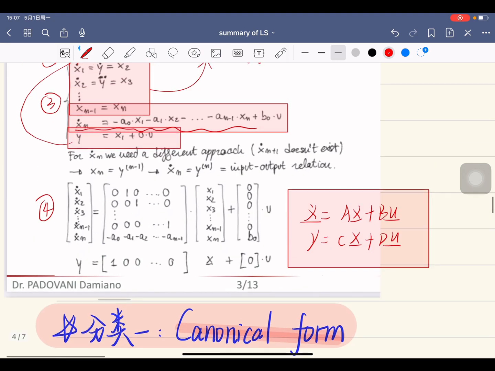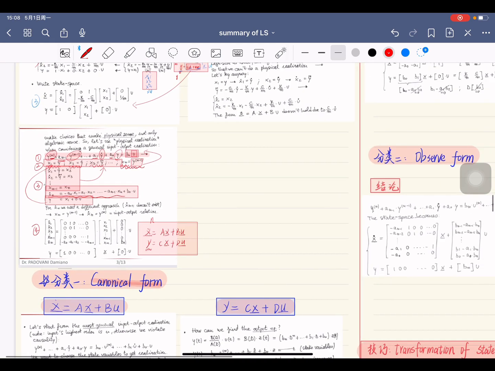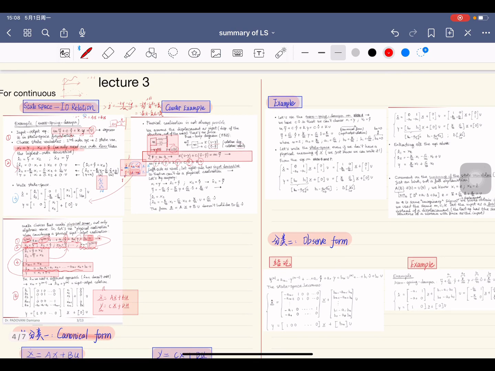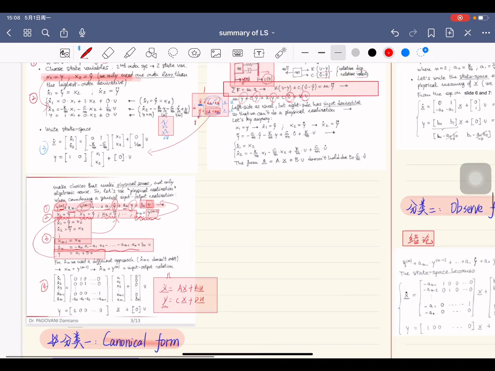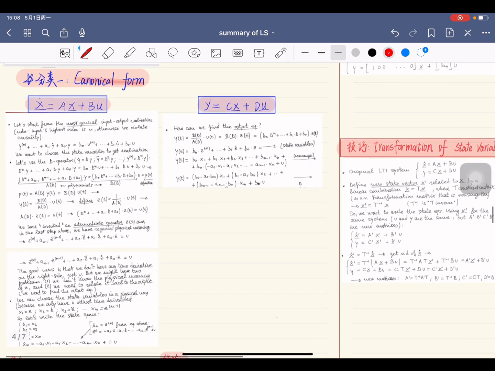Also, for inputs we have one variable, so we only have one input. But for state variables, we will have n of them. So you have the picture, right? That's the summary. Okay, let's go to the next one.